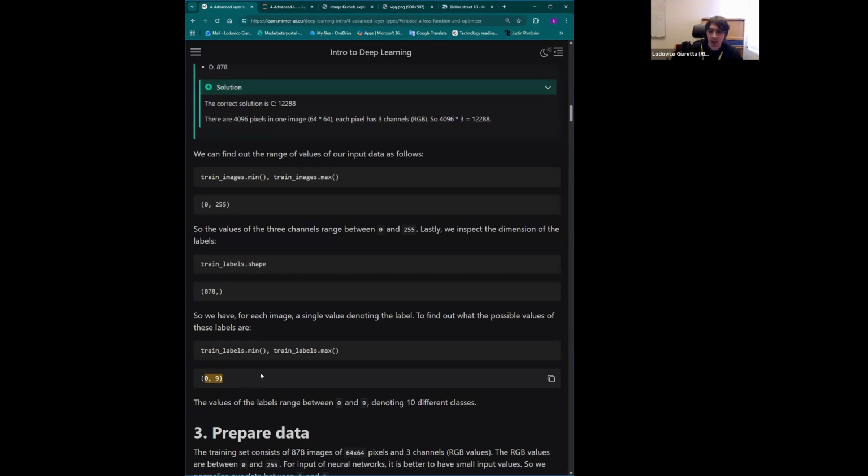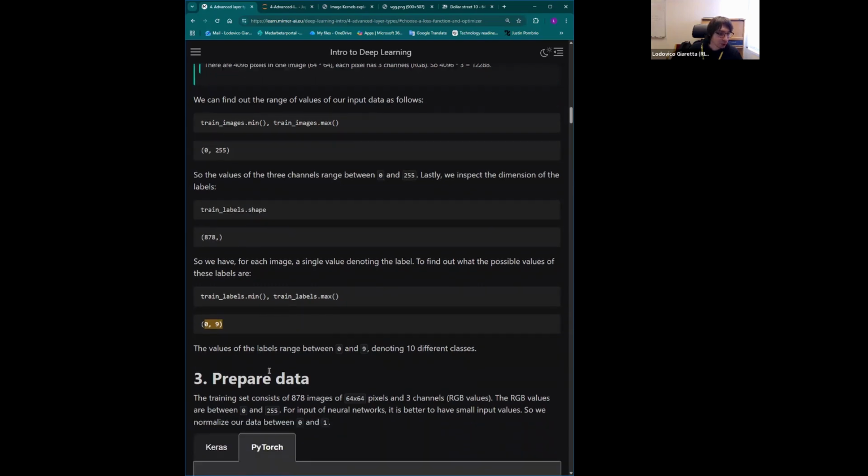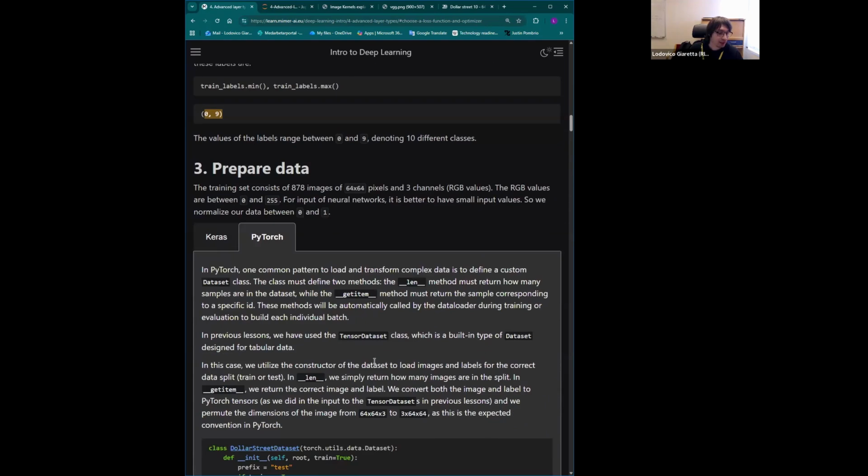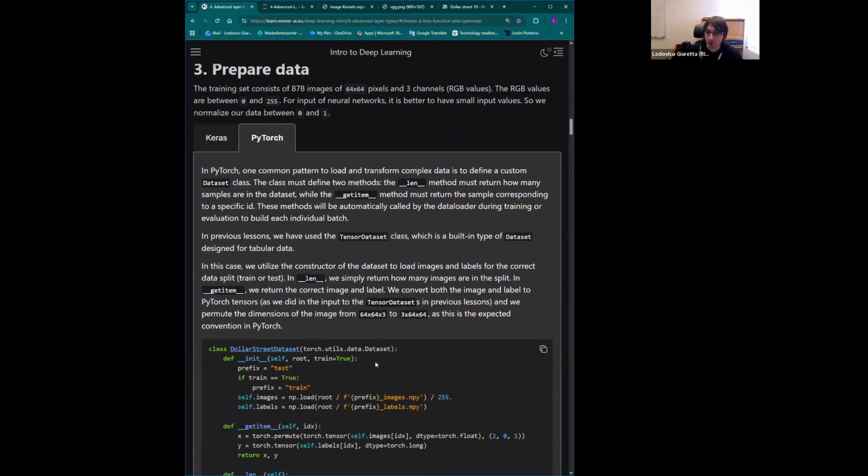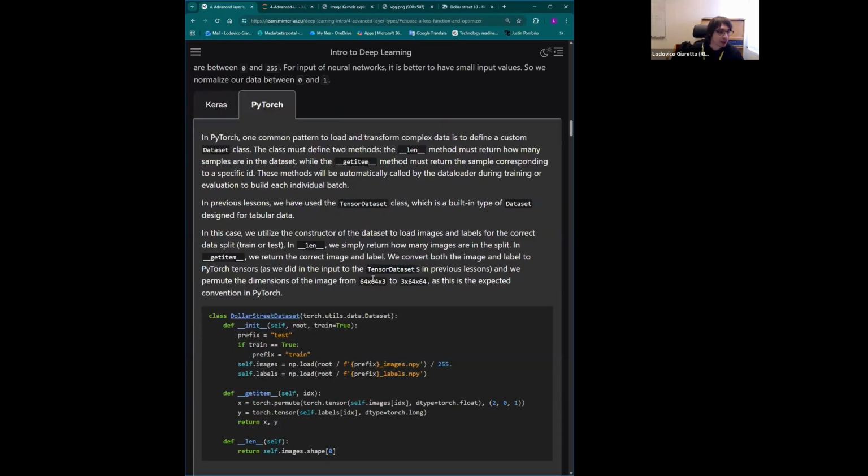So now that we've looked a little bit at the data, we can prepare it for training. And I will now be following the PyTorch version of this lesson, although there is also the Keras version available here, which for the data preparation at least is quite a lot easier. If you remember in the previous lectures, we used tensor datasets to pass the input to our data loaders.